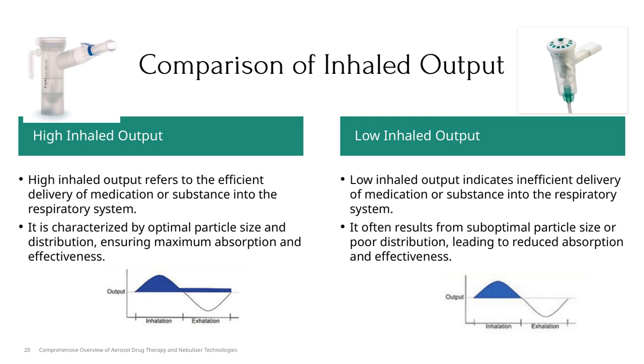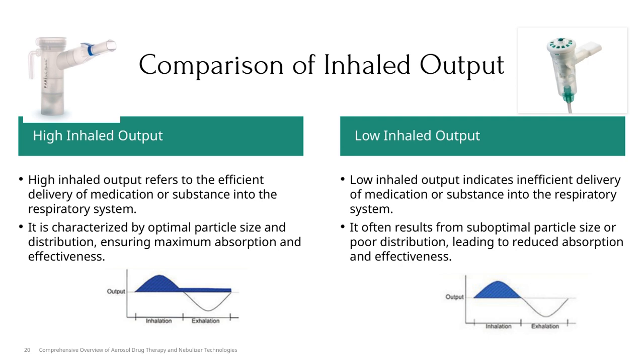Now, on the other hand, low inhaled output indicates that the delivery isn't as efficient. This usually happens when the particle size isn't optimal or the distribution of the particles within the inhaled air isn't ideal. When that occurs, less medication reaches the lungs, which means reduced absorption and effectiveness.